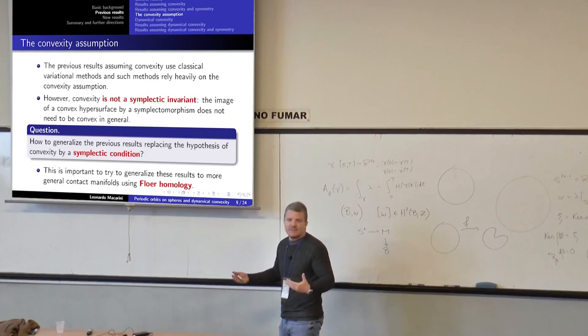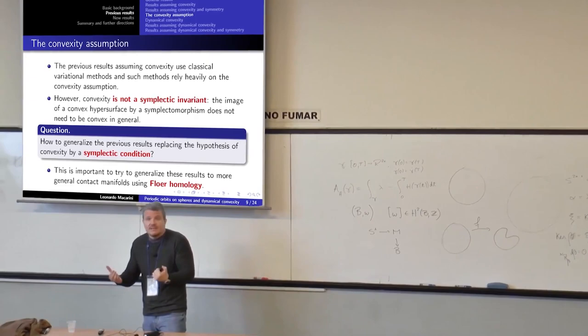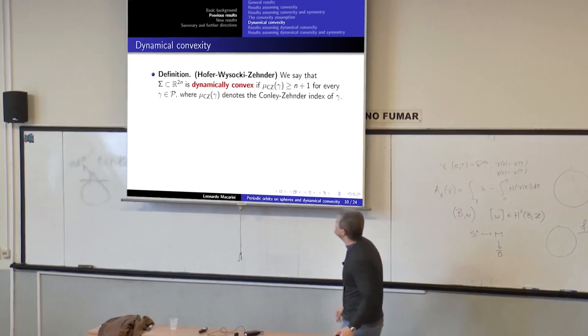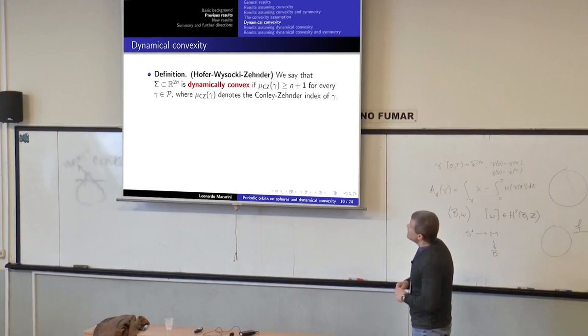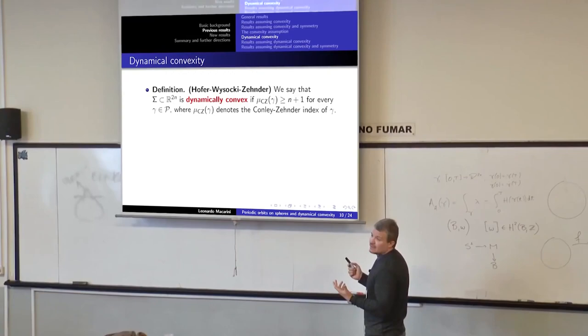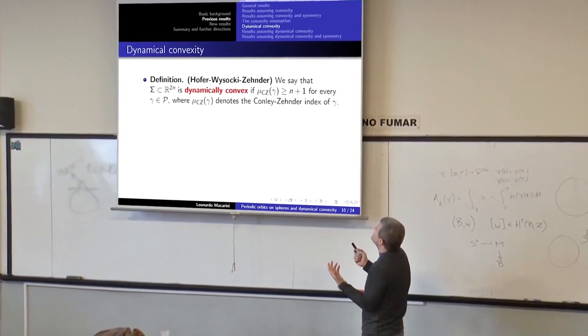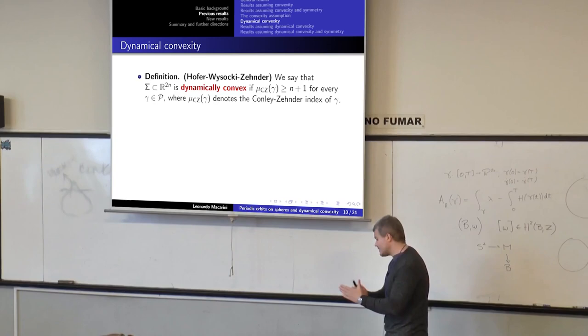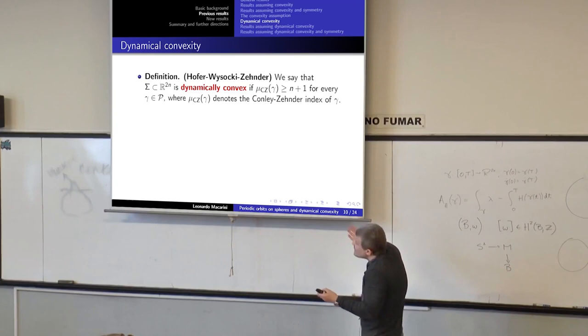How to understand convexity from the symplectic point of view? The first definition in this direction is due to Hofer, Wysocki, Zehnder. It's called dynamical convexity. What is dynamical convexity? Sigma is called dynamically convex if every simple periodic orbit has Conley-Zehnder index bigger than or equal to n plus 1. Well, I will not give you a precise definition of the Conley-Zehnder index, but in the case of closed geodesics, it's the usual Morse index. The Conley-Zehnder index is defined in terms of the linearized Hamiltonian flow along the periodic orbit. So this is dynamical convexity. Every periodic orbit has index at least n plus 1.